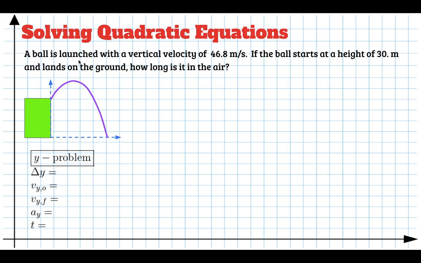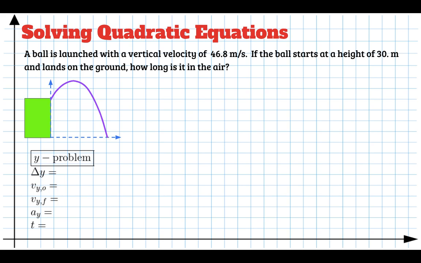Suppose we have a ball and it's launched with a vertical velocity of 46.8 meters per second. So that means that when it's launched right here, the upwards velocity in the y direction is 46.8 meters per second. The ball starts at a height of 30 meters and it lands on the ground. So the ball starts up here at 30 meters and it goes up, up, up, up and lands on the ground. And we want to know, among other things, how long is it in the air?